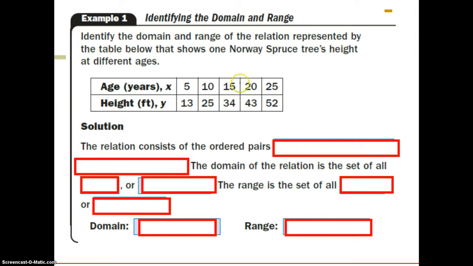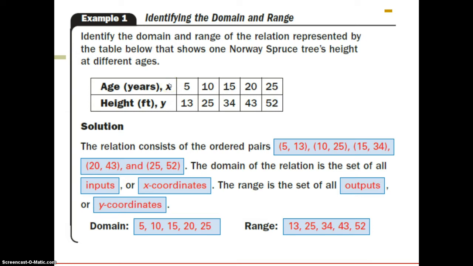Example 1, identify the domain and range of the relation. Well, I told you that the domain is all the x's. So what this says down here, and you can write it down, is that all of this is the domain. All the y's are the range. And when you write the domain and range, make sure you put them in order from least to greatest. Remember to put them in order from least to greatest.